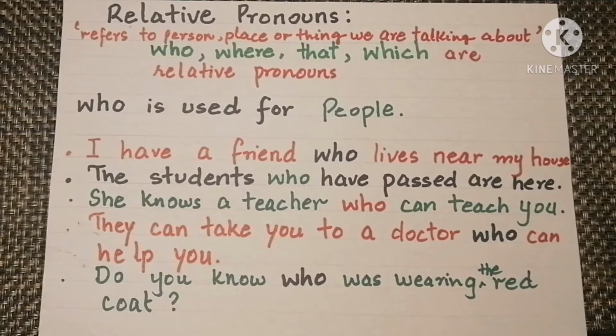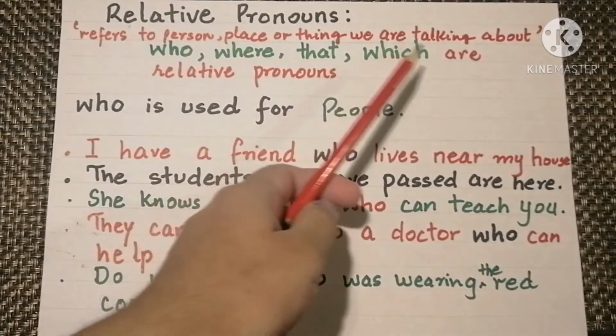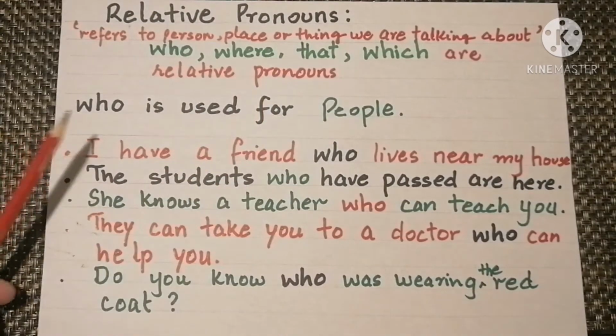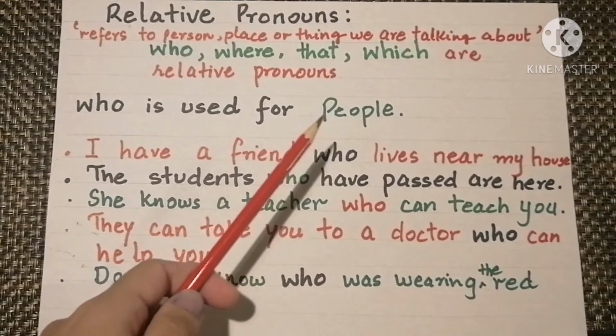Today we will study relative pronouns. By definition, a relative pronoun refers to a person, place or thing we are talking about. Who, where, that, which are relative pronouns. Now, who is used for people?